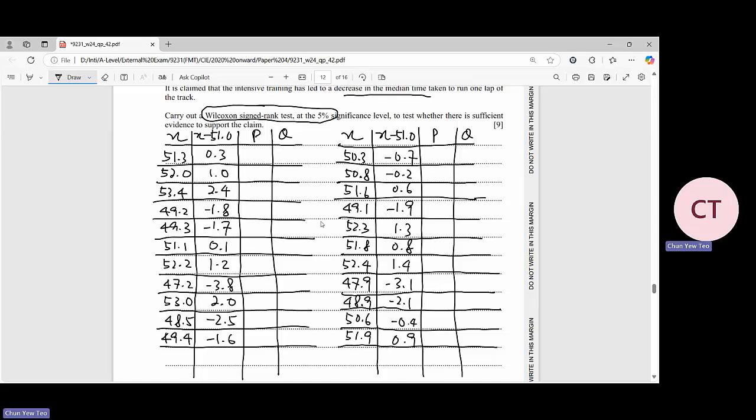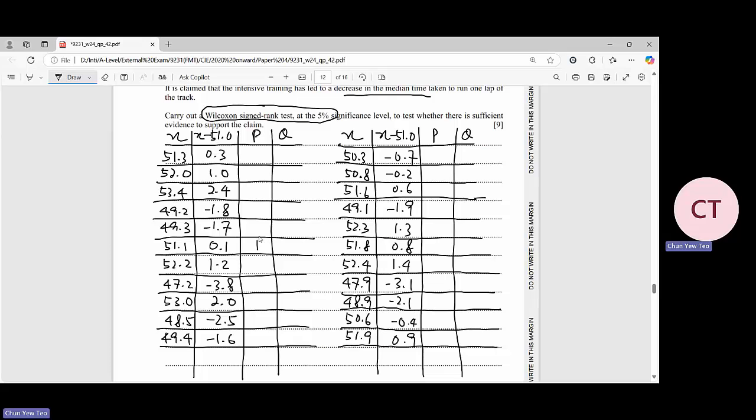So we need to calculate the ranks, where P represents positive rank and Q represents negative rank. So we need to rank them from the smallest to the largest. Regarding this, we just need to split them. If it's positive, we put it under P. If it's negative, we put it under Q. Okay, so we will start from here.